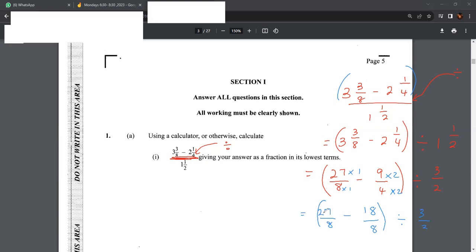So we're going to have 27 minus 18. 27 minus 18, that's going to be 9. So I'm just continuing from here. And it's going to be 9 over 8 divided by 3 over 2. Right, so I'm just moving it up here so we could see it better. Same thing, I'm just rewriting.